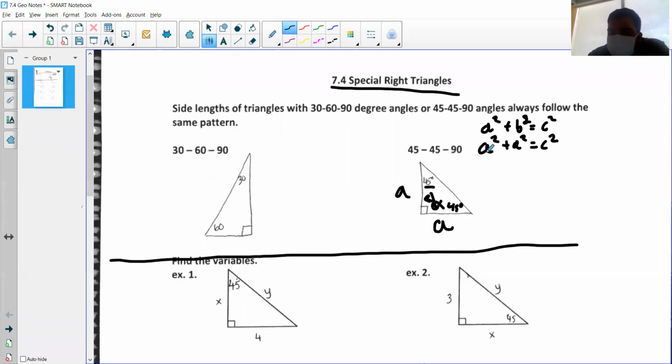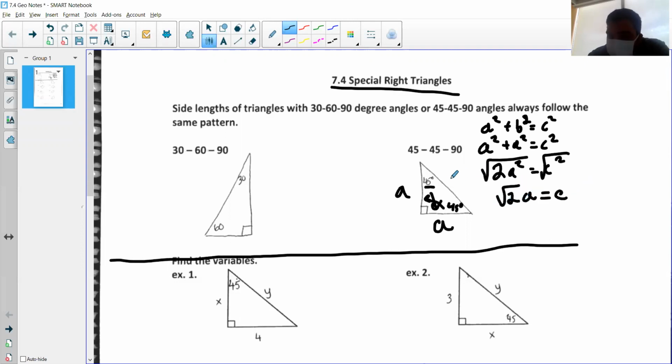With that in mind, I could actually combine like terms because this is A squared and A squared. So I could do 2A squared equals C squared. Since I have one term each side, I can square root both sides. Now, the square root of 2, we don't know what that is. It's some decimal, so we're going to leave it as the square root of 2. The square root of A squared cancels out to just A, and the square root of C squared will just cancel out to C, which means the square root of 2 times A equals C.